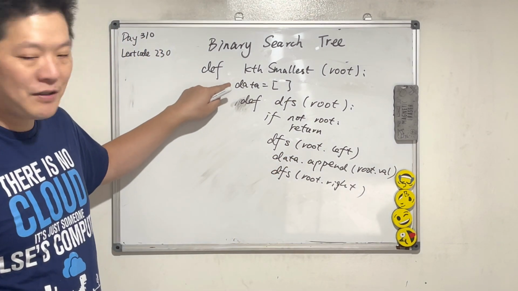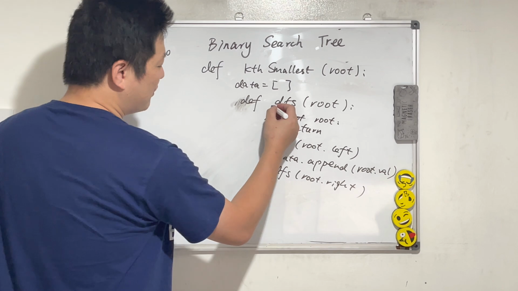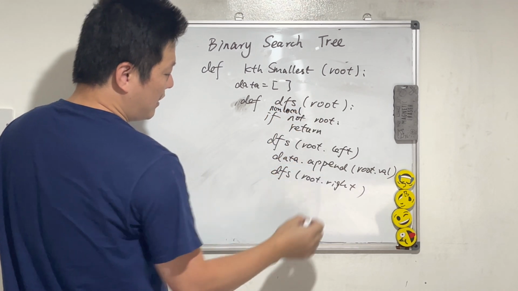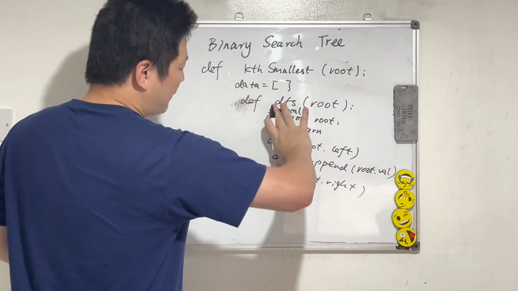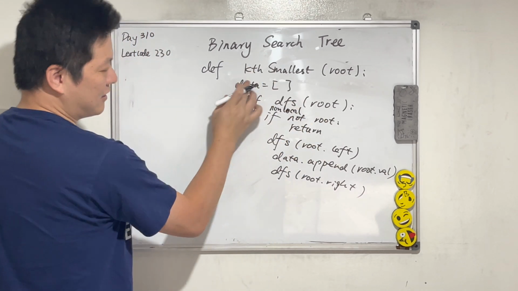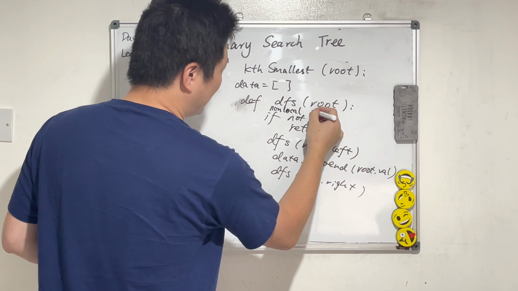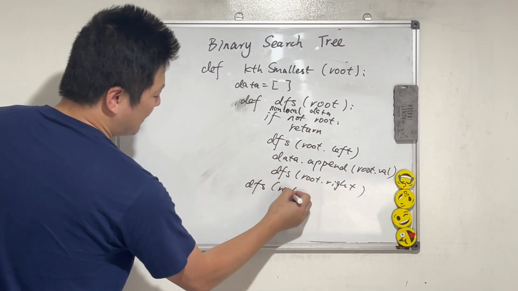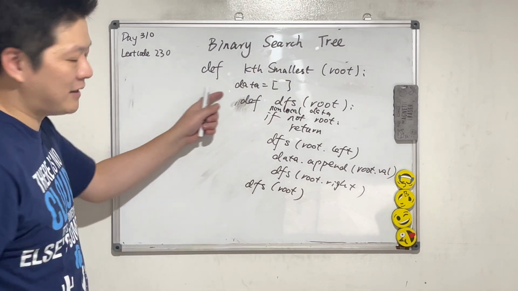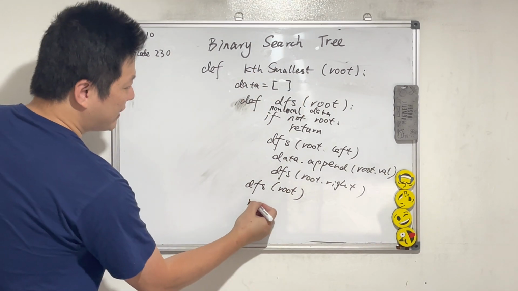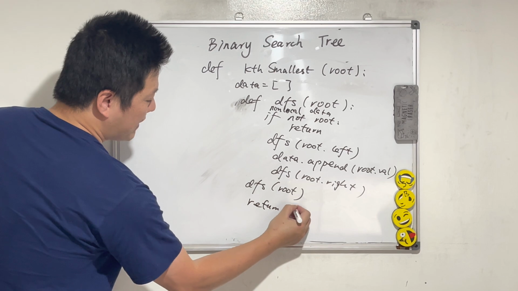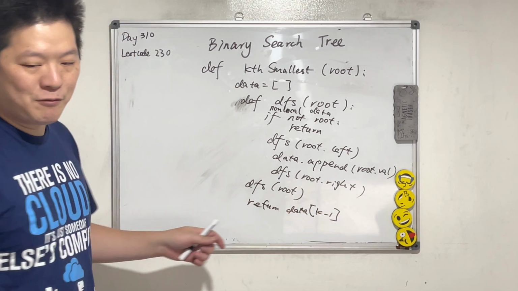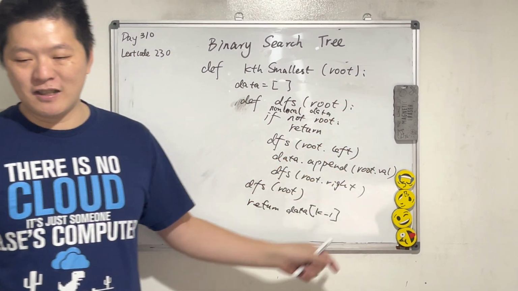This data is defined outside this function, so we have to use the nonlocal keyword to tell it that it's not defined locally: nonlocal data. Once we do this DFS search on root, we have populated the data. Then we can return data at k minus 1, because it starts with 1; if you give 1, the index will be 0.